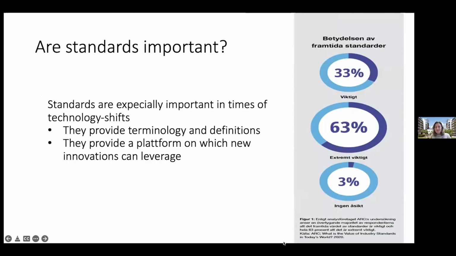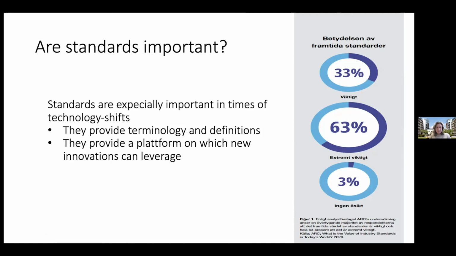So are standards important? This booklet speaks a little bit about that. What I show here on the right side is a questionnaire that ARC, a marketing consultancy company, was doing. They were asking companies if they believe that standards will be important in the future. And as you see, 33% say yes, they will be important, and 63% say it will be extremely important.